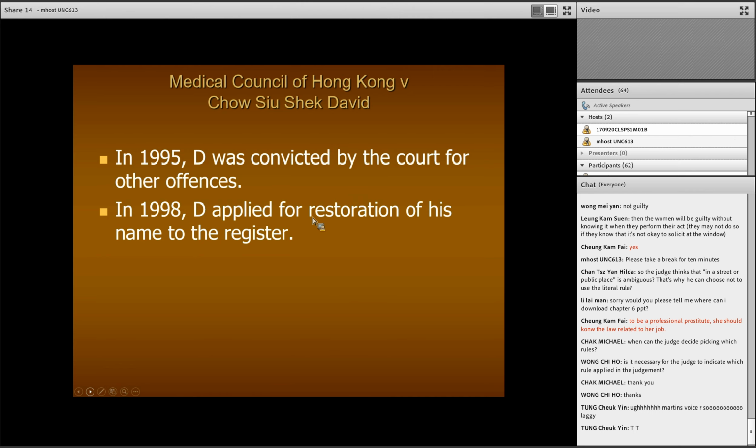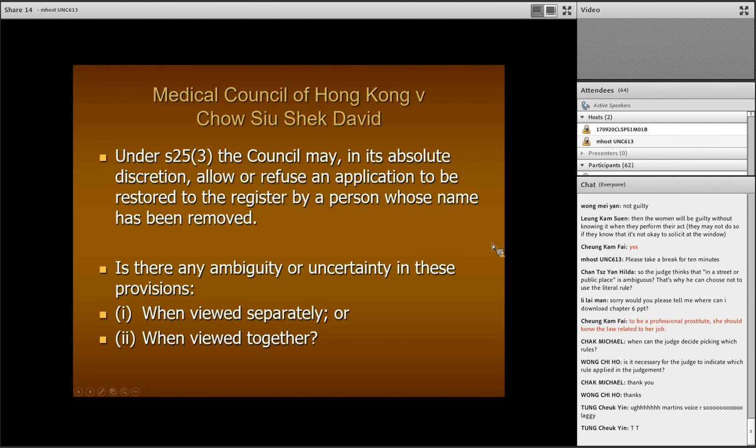Okay. So when the term of imprisonment is going to expire, the prisoner will expect that he can leave the prison and he can go home. But what happened in this case? In another section, section 25, subsection 3: the council may, in its absolute discretion, allow or refuse an application to be restored to the register by a person whose name has been removed. So what does it mean?